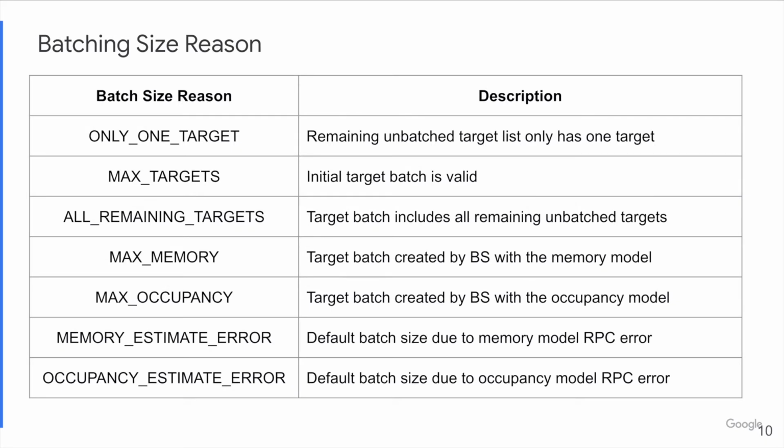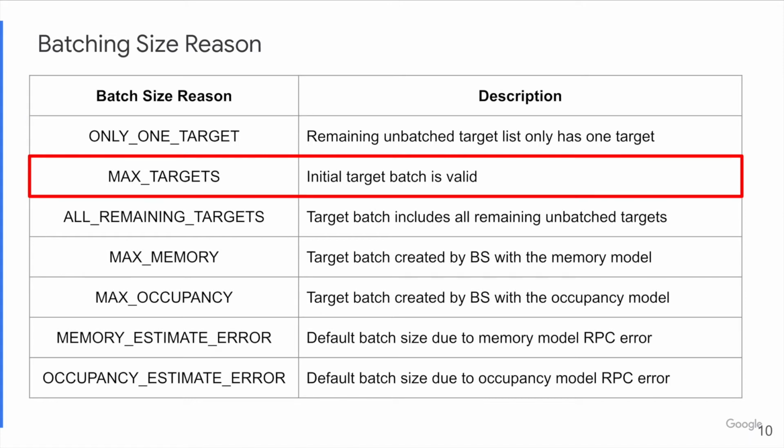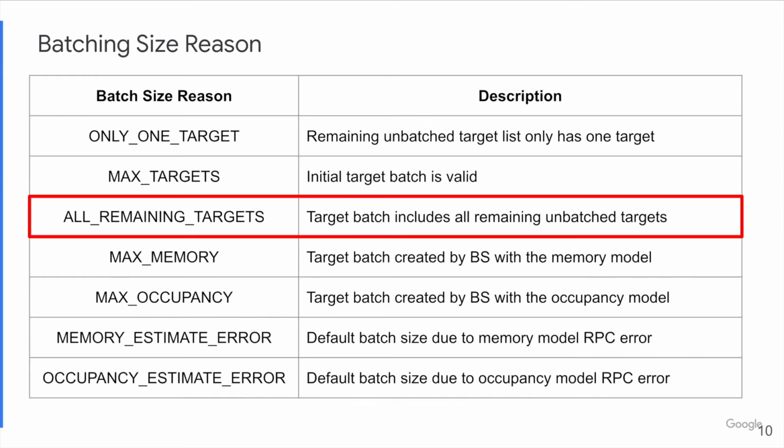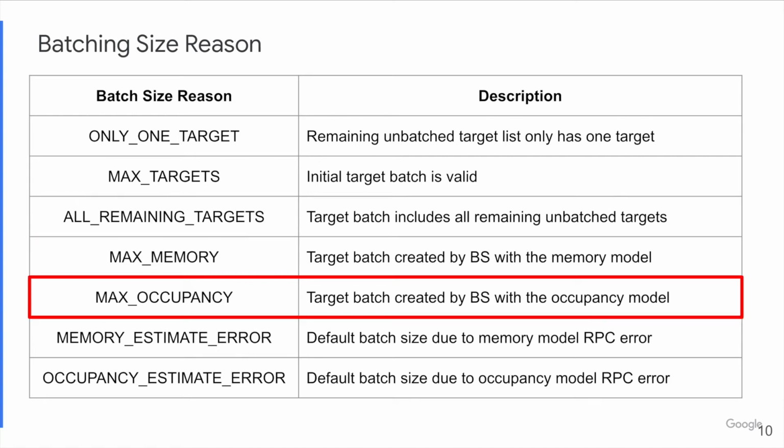We group the batching size reasons into the following categories. For the only one target reason, the remaining unbatched target list has only one target, so we just use that target as a single-target batch. The max targets batch size reason means the initial search point would create a valid target batch. All remaining targets means the target batch would include all the remaining unbatched targets. The max memory batch size reason means the target batch is created by the binary search with the memory model. The max occupancy batch size reason means the target batch is created by the binary search with the occupancy model.